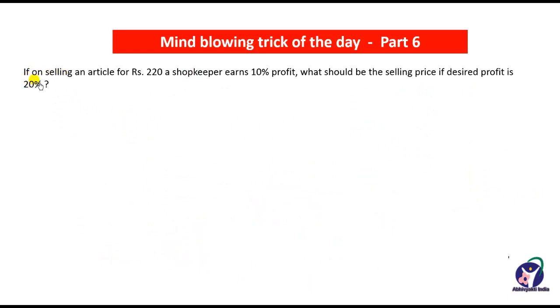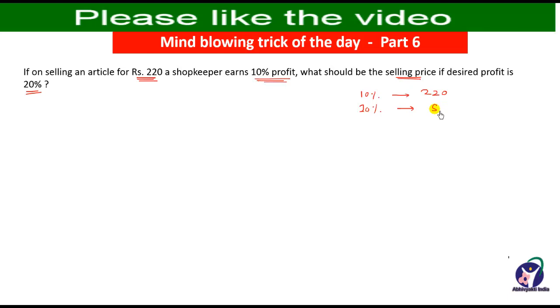Here is another question. If on selling an article for rupees 220, a shopkeeper earns 10% profit, what should be the selling price if the desired profit is 20%? If there is 10% profit, the selling price is rupees 220, and the new desired profit is 20%, and we have to find the new selling price. Here we can solve this with the help of a formula also. I first give you the formula and then give you the trick.